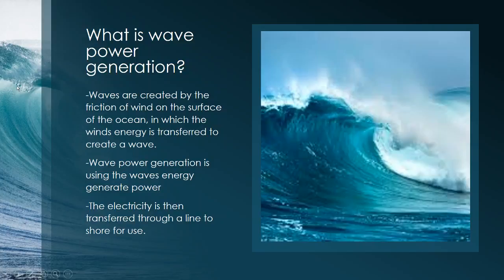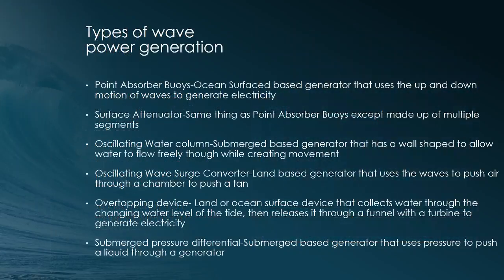Waves are created by wind blowing on the surface of the ocean, creating friction, which is then transferred to create waves. Wave power is the generation of power using the wave's energy and converting it into electrical energy. The electricity is then transferred through a line to shore for use.